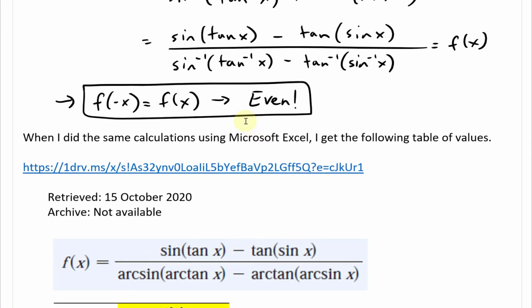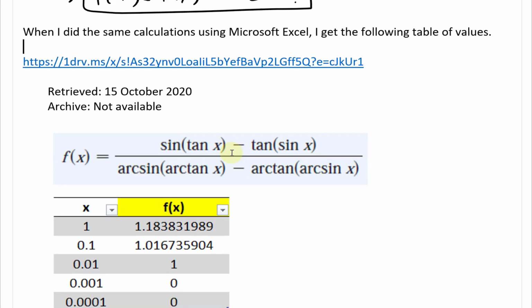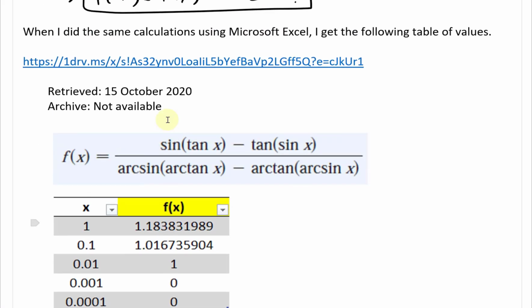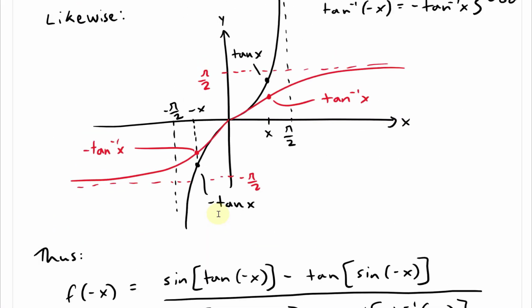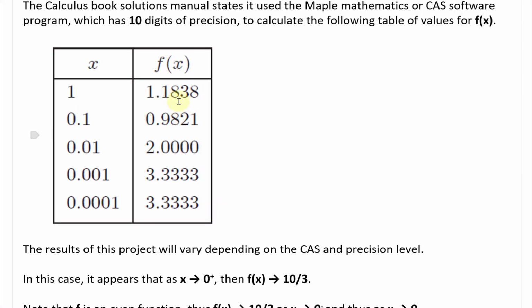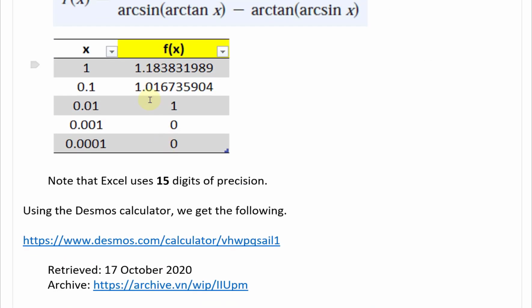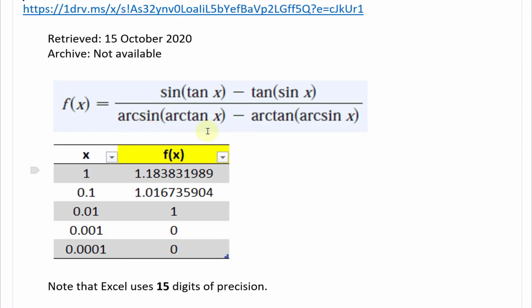So now when I do the same calculations using Microsoft Excel, I get the following table of values. If you have f(x) equals sine, sine tan minus that, etc. If I plug this into Excel, there's a link to it. You can download it and play around with it. Let's see what the original one was. We had 1.1838, so that was the benchmark. As long as you get that right, you can tell it's calculating somewhat correctly.